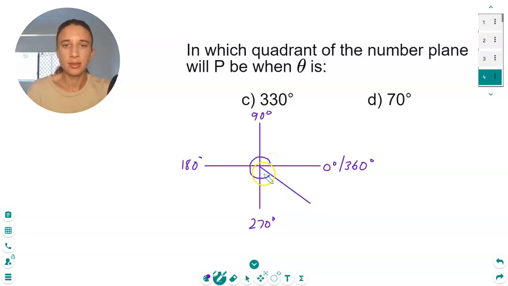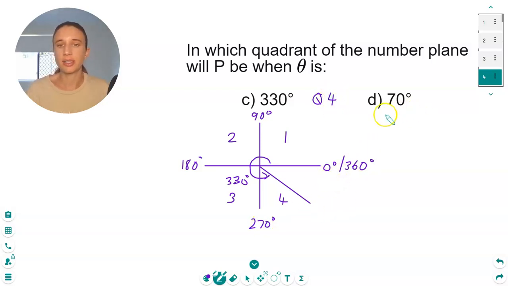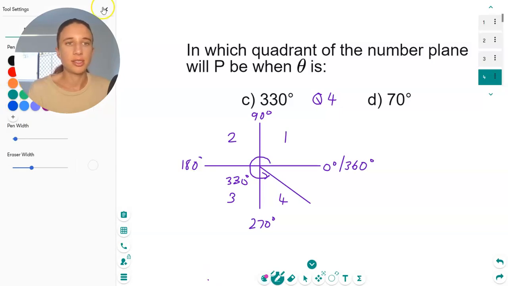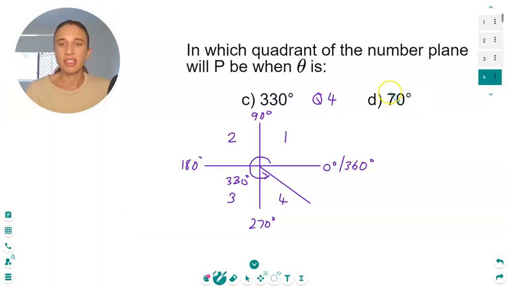330. And remember how we label the quadrants? We label them starting on the right-hand side at the top. So that's quadrant 1, 2, 3, and 4. So that is where 330 lies, quadrant 4, in between 270 and 360. And then I'll just get another color and use this same Cartesian plane. Where does 70 degrees lie? Well, that lies between 0 and 90. So that's going to be our theta this time, and it will lie in quadrant 1.